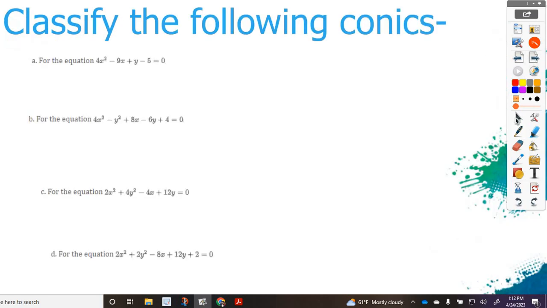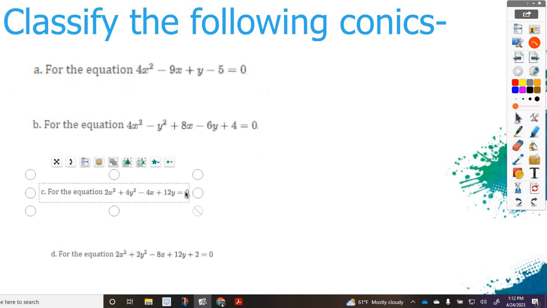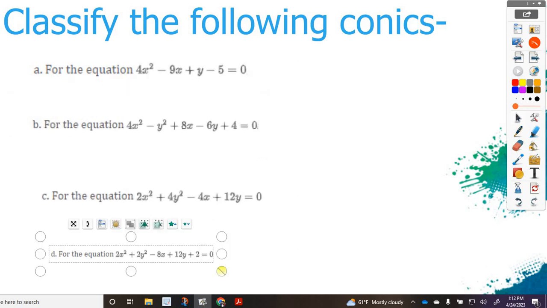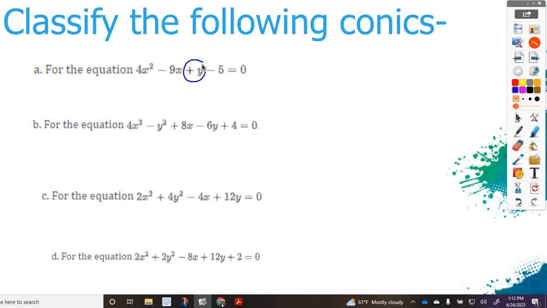So if I'm looking at this first one, what's our first question that we ask? Yeah, are both terms being squared? So are both terms being squared there? Notice that we have just a y, which is not being squared. So what does it mean we have? A parabola.